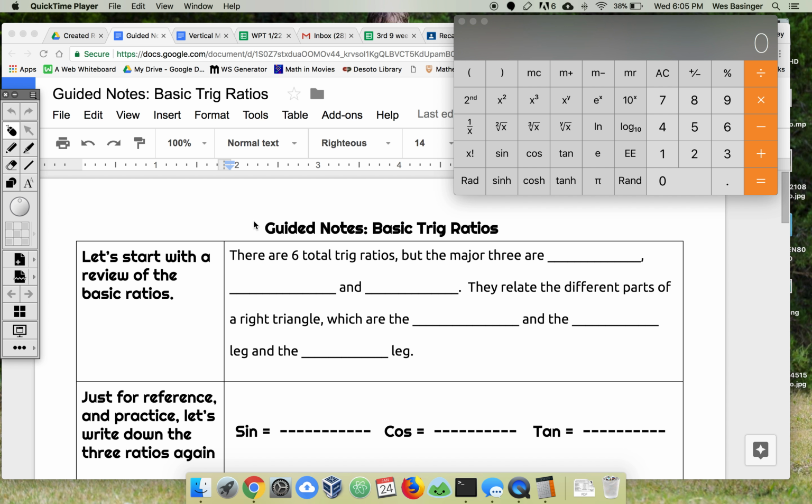Back at it again with some guided notes, this time over basic trig ratios. So, we'll start with a review of the basic ratios.